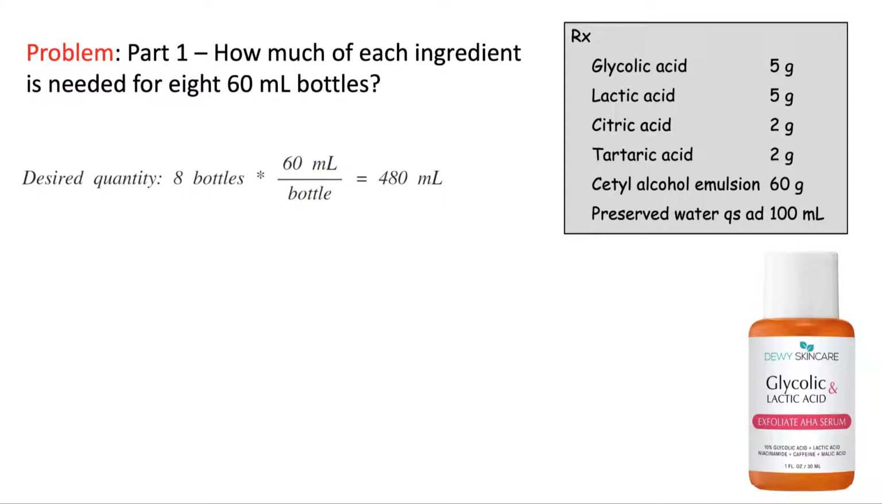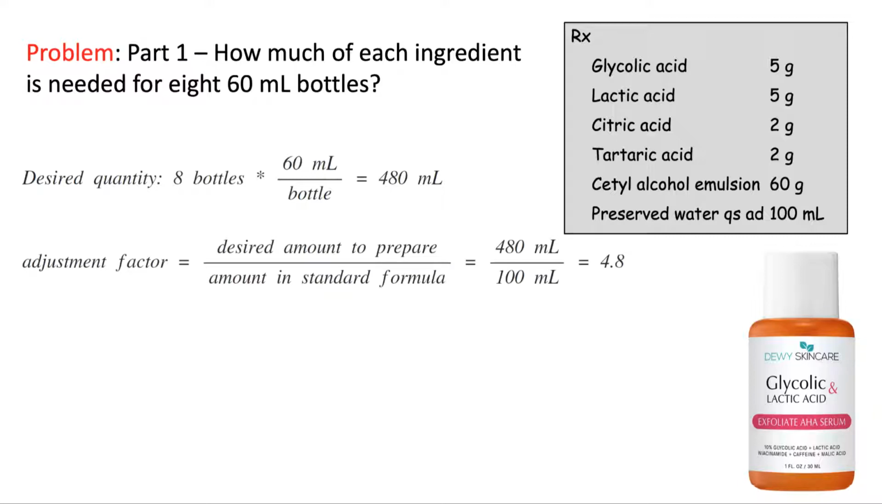And that volume is clearly larger than the 100 milliliters called for in the formula or the recipe. So let's calculate our adjustment factor. I'll remind you, our adjustment factor is simply the amount we want to prepare, that is the desired amount, divided by the standard amount in the formula. So in this example, we want to prepare 480 milliliters, but the formula only calls for a total of 100 milliliters. So let's divide that by 100 milliliters. 480 mL divided by 100 mL, mL cancel, and we get an adjustment factor of 4.8.